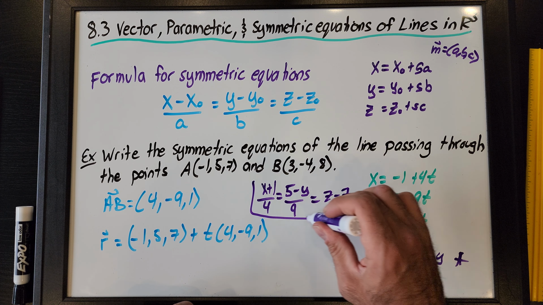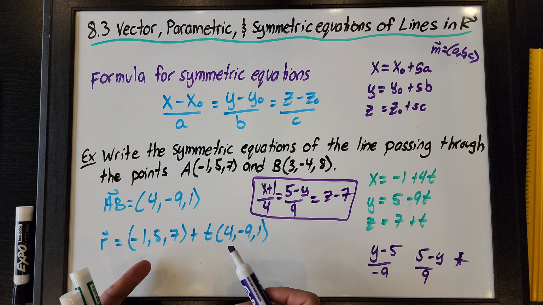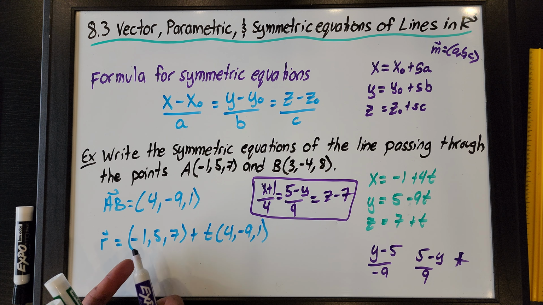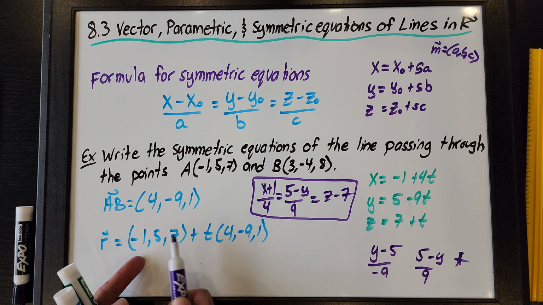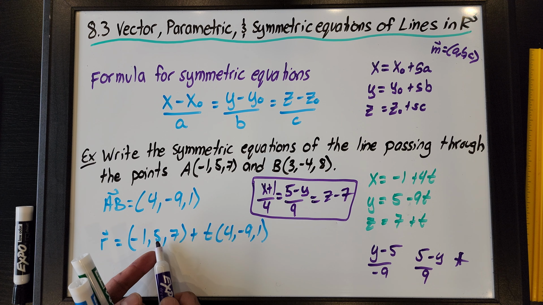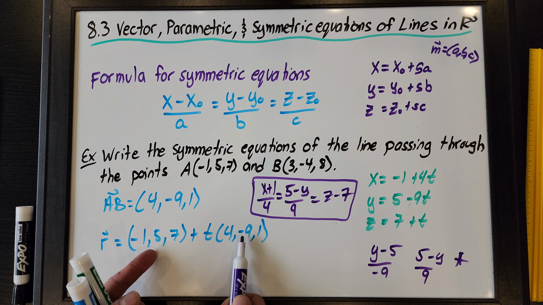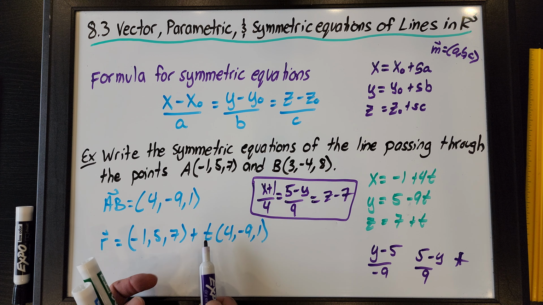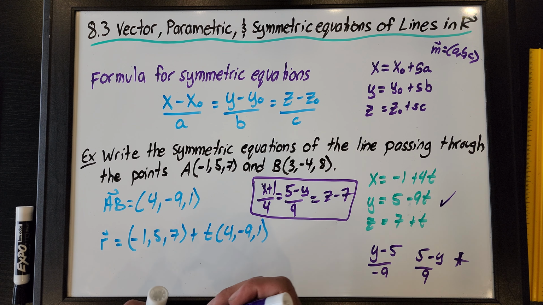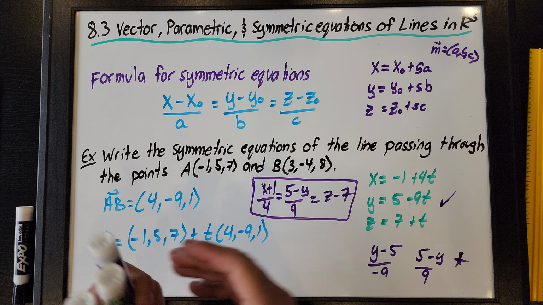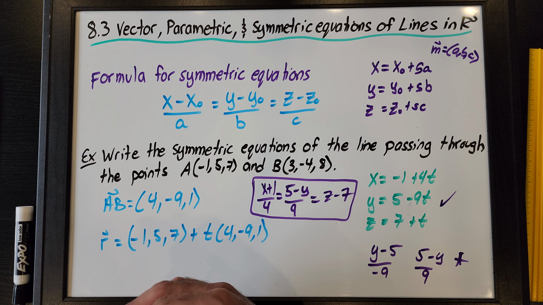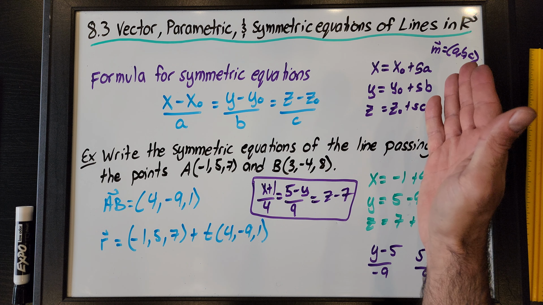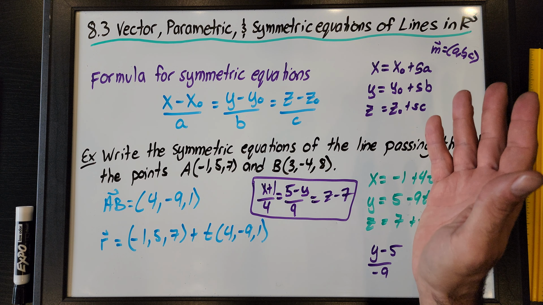And these are my symmetric equations that I could have come up with from here, right? I could just do x minus negative 1 divided by 4, y minus 5 divided by negative 9, z minus 7 divided by 1. I can come up with them really quickly from vector form, or parametric form, whatever makes you happy. And that's it. 8.3 is pretty simple, just like the rest of math or vectors in general. Don't let symmetric equations slow you down, and definitely don't let 3 space slow you down, because it's the exact same as 2 space.